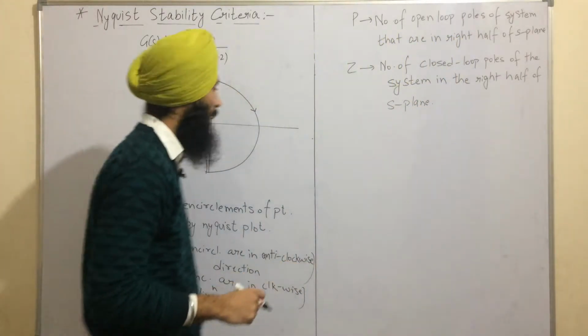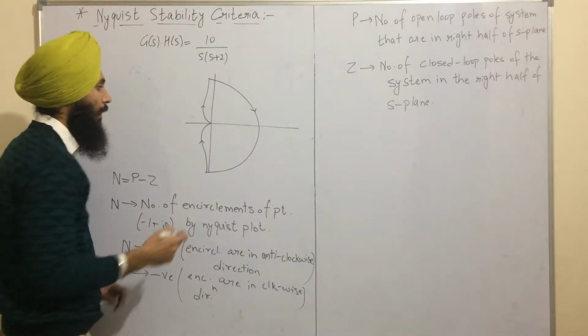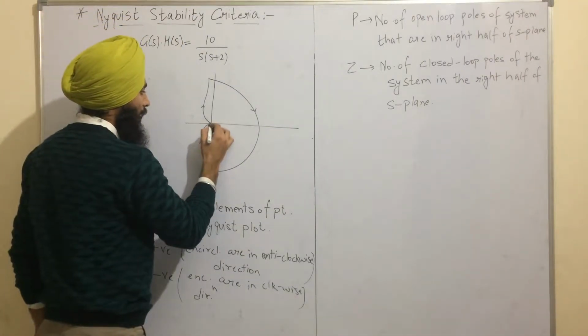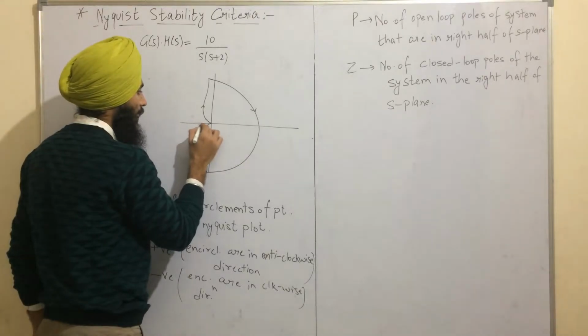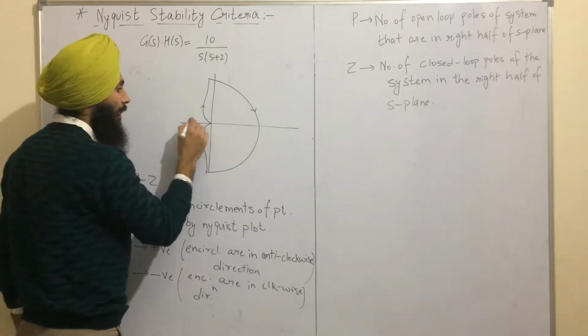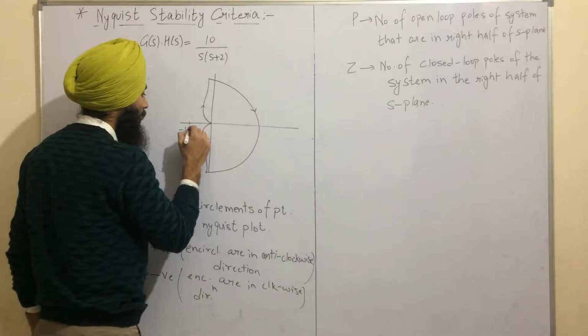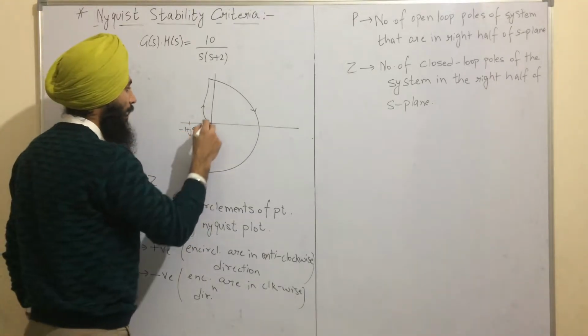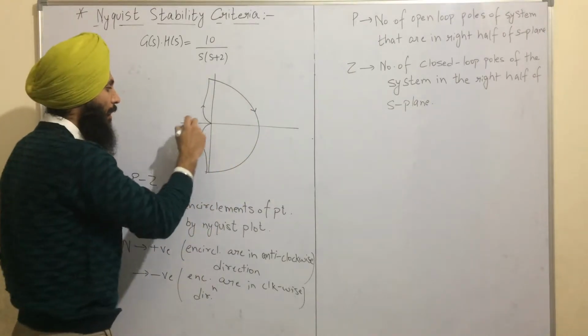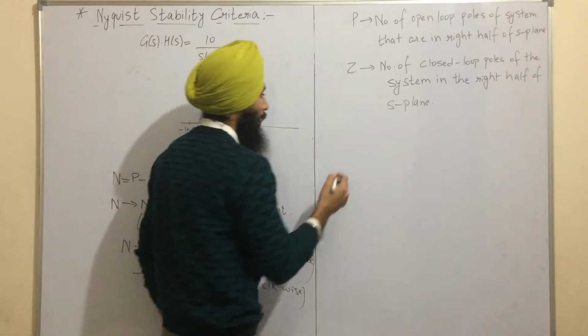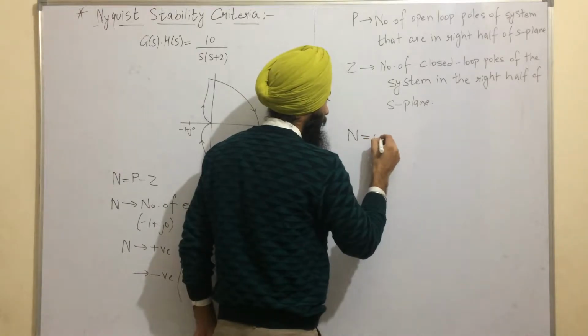Okay, here if we see, the Nyquist plot is touching the origin and isn't touching any of the other point on the negative real axis. So let's assume the point -1 plus j0 is over here, we can see this Nyquist plot is not encircling this point, so the value of N over here would be 0.